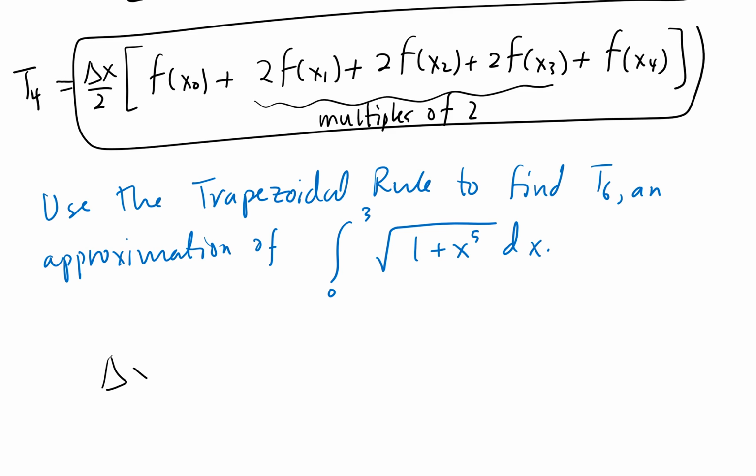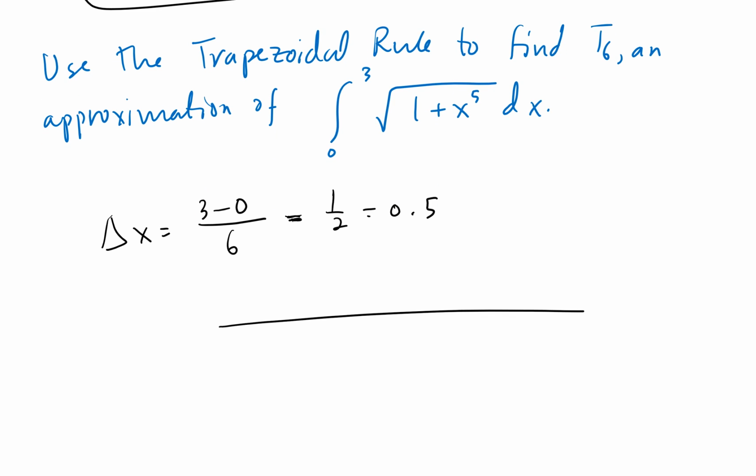Always the first step is to find delta x: b minus a over whatever number you have there. They say T sub 6, so you divide by 6. That gives us a half. That's delta x. Now you can put a number line. The first one starts at 0, and you go a half, then 1, 1.5, then 2, 2.5, then 3. That's where we go from 0 to 3.